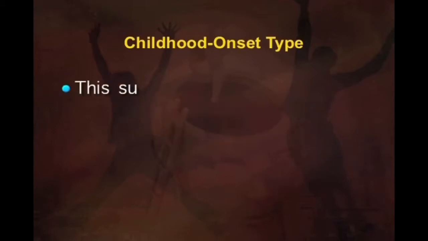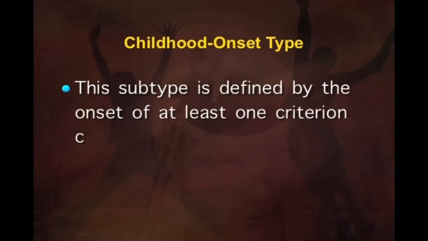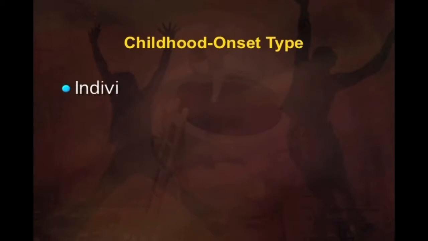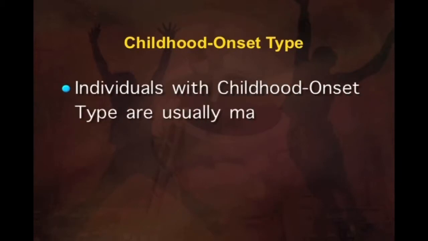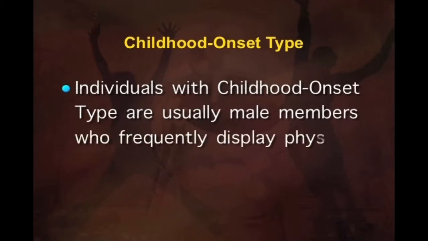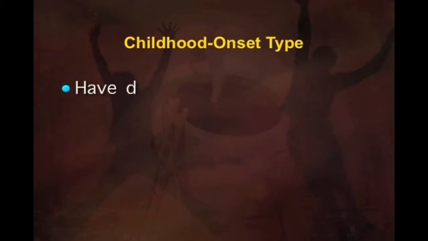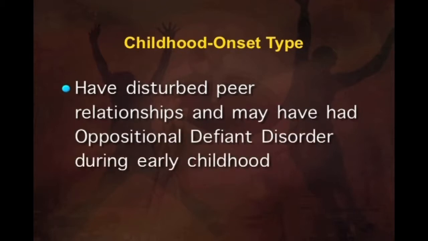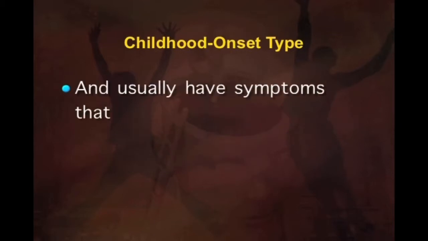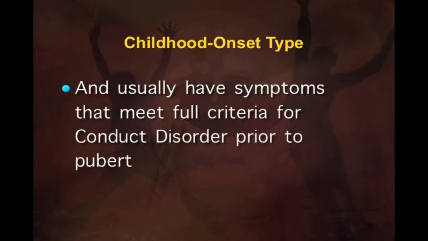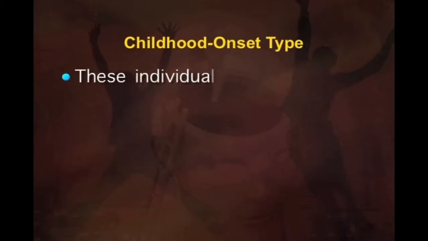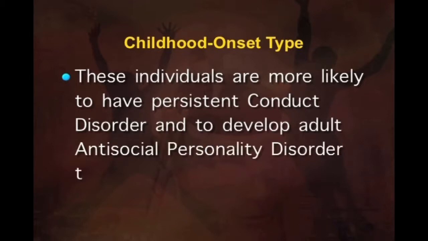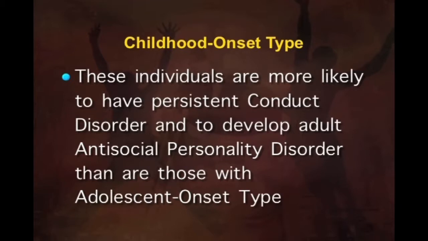Childhood onset type. This subtype is defined by the onset of at least one criterion characteristic of conduct disorder prior to age 10 years. Individuals with childhood onset type are usually male, frequently display physical aggression towards others, have disturbed peer relationships and may have had oppositional defiant disorder during early childhood, and usually have symptoms that meet full criteria for conduct disorder prior to puberty. These individuals are more likely to have persistent conduct disorder and to develop adult antisocial personality disorder than are those with adolescent onset type.